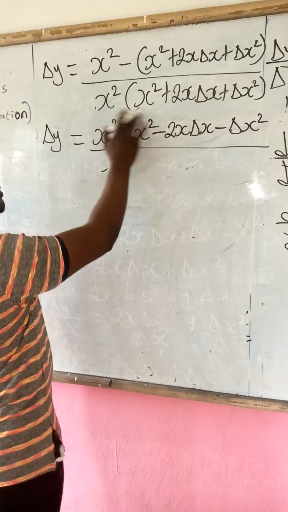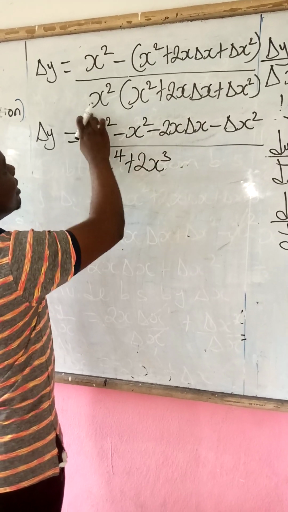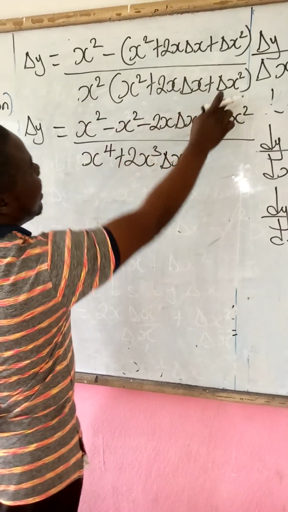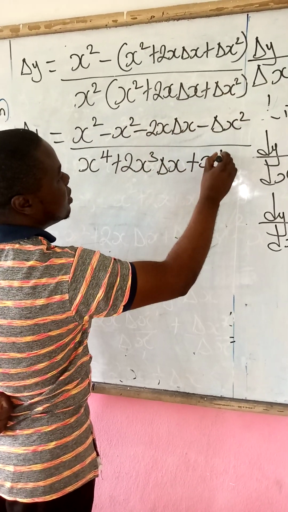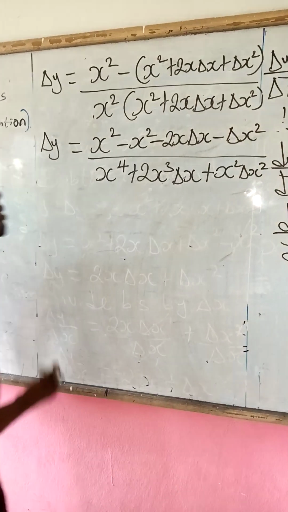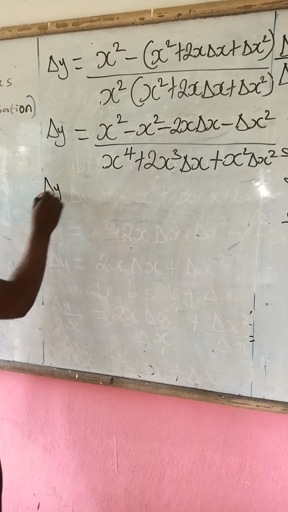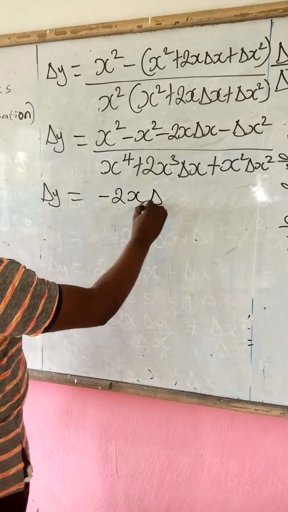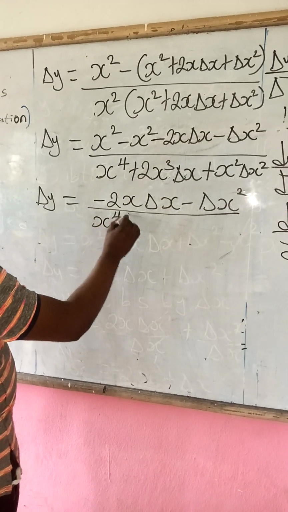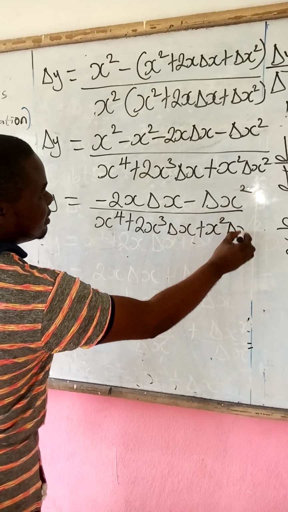Okay. Let's open the bracket here. So x squared times x squared is x raised to the power of 4, plus 2x raised to the power of 3 because x squared times 2x will give you 2x raised to the power of 3, Δx, don't forget, plus x squared times Δx squared will give you x squared Δx squared. I believe it's clear. I just use this to open this bracket. And from this stage, x squared minus x squared will give us 0, as everybody can see. So we are left with minus 2xΔx minus Δx squared, all divided by x raised to the power 4 plus 2x raised to the power 3 Δx plus x squared Δx squared.